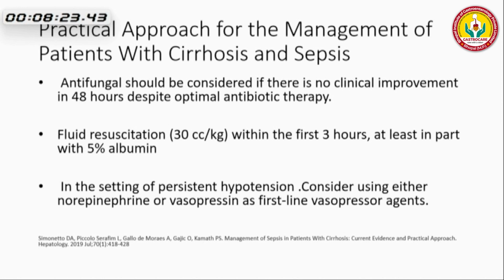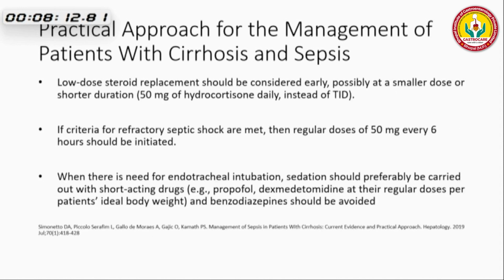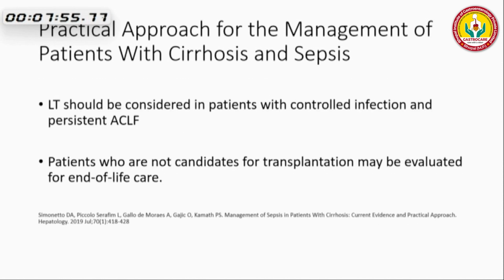Fluid resuscitation is done. The first fluid should be albumin. In the setting of persistent hypotension, consider using norepinephrine or vasopressin. Low dose steroid can be considered in those patients who are refractory to treatment. If criteria for refractory septic shock are met, then you can use regular low dose steroid. When there is a need for endotracheal intubation, use propofol rather than benzodiazepines for sedation.